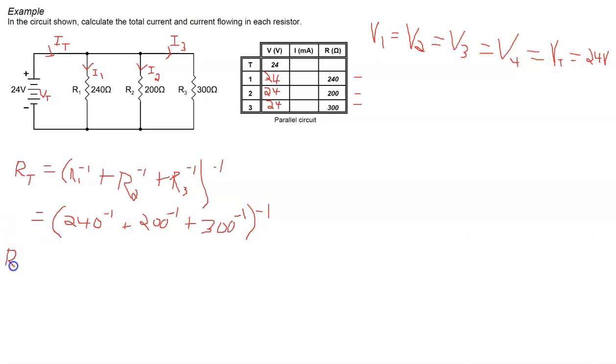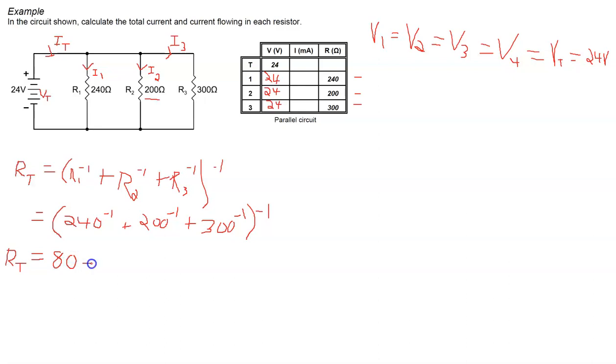Remember, it has to be less than the smallest resistor, so you're expecting it to be less than 200 ohms. The other thing is that, look, if you put this in your calculator, put in 240, push the 1 over X button, plus 200, push the 1 over X button, plus 300, push the 1 over X button, hit equals, hit the 1 over X button again, and the answer comes up. So you don't need a calculator with a command line. This type of calculation is really easy. And if you did it that way, you come up with a total resistance of 80 ohms.